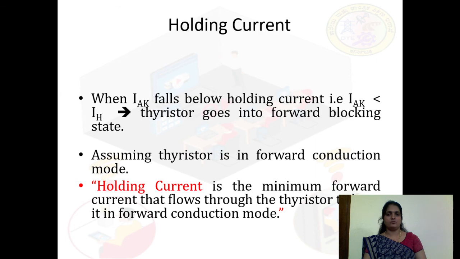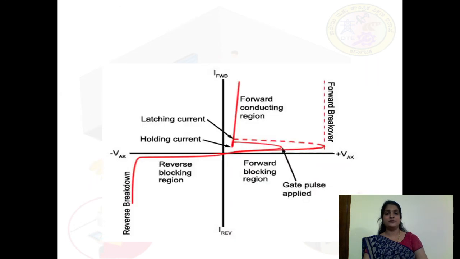And coming to one more definition, called holding current. In the previous diagram we can observe this is the holding current, and the one above is the latching current. So the latching current is the minimum current between the anode and the cathode which is required to maintain this SCR in the on state.